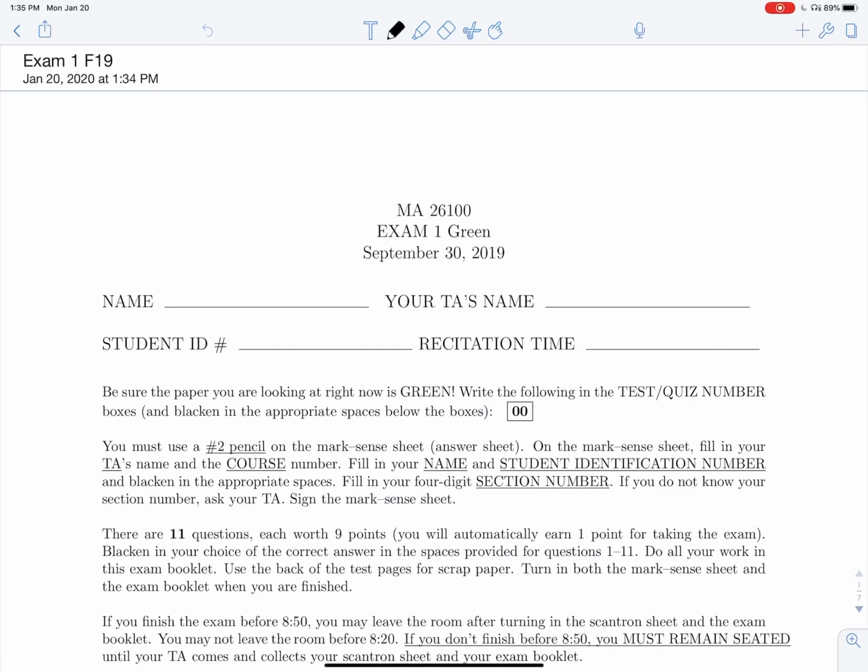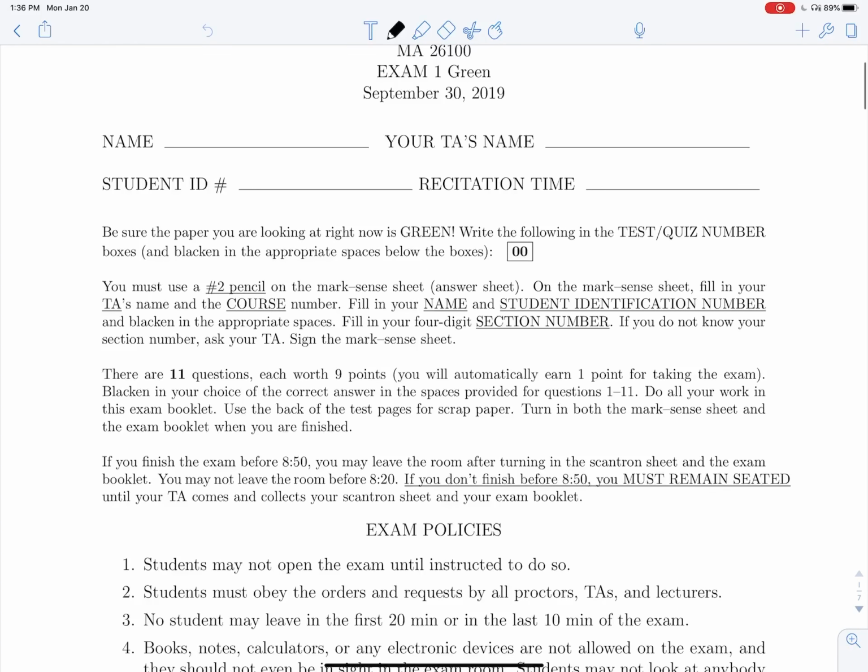This is exam 1 from fall 2019 for Calc 3. This is going to be a little bit of a wild ride, at least for me, because the last and only time I took this exam was as my exam 1. So it wasn't too bad.